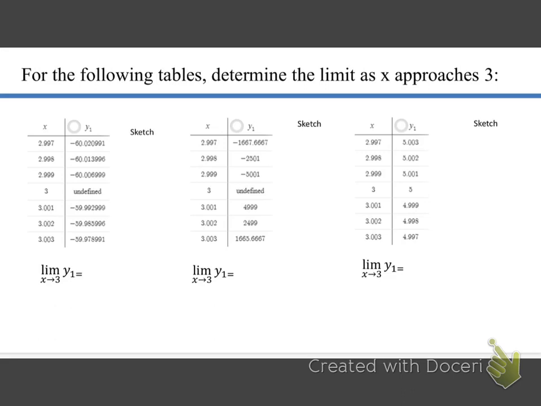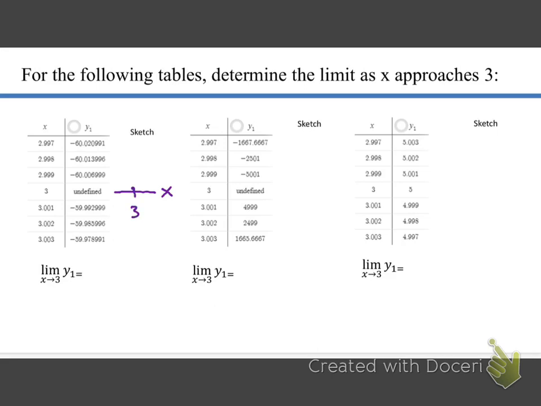So I'm going to encourage you to stop the video here and see if you can figure out what seems like it should be there for all of the undefined values in each of these 3 tables. Okay, so hopefully you've taken a look, and I'm going to just aid with a sketch for each of these, and I'm not really concerned about what the y scale is. I just want to know what is happening when x is approaching 3 on each of these.